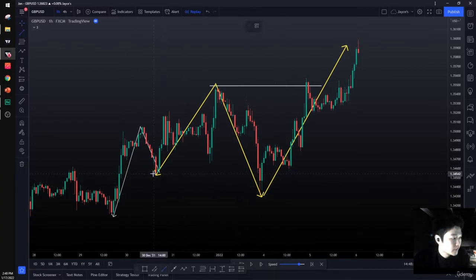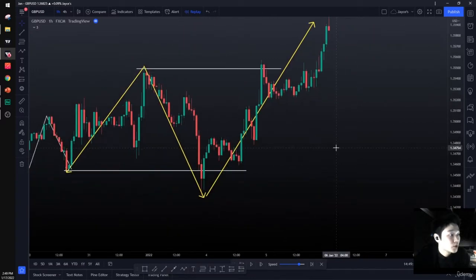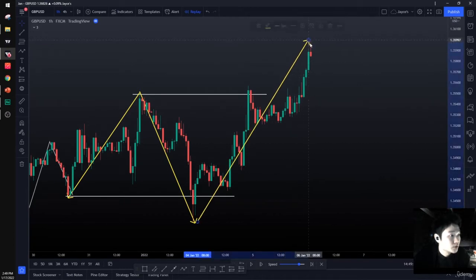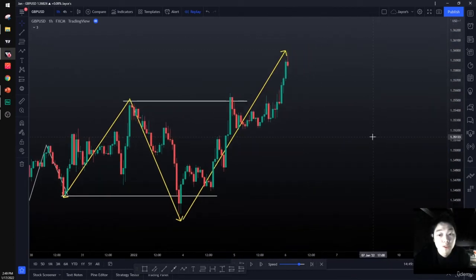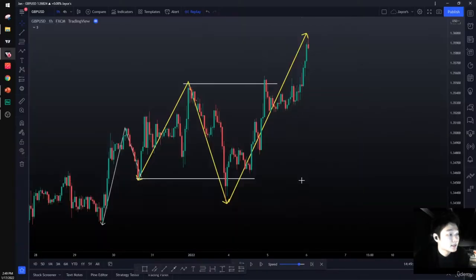I can draw it very obviously for you. Price went out of this low, but after one candle, price already went up again immediately, and that is a fail break. With a structure like this, you can see that here is the way we want to analyze and look for the entry orders. The second step, you define the BOS and the CTS.